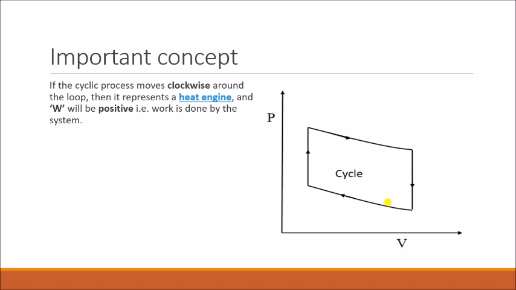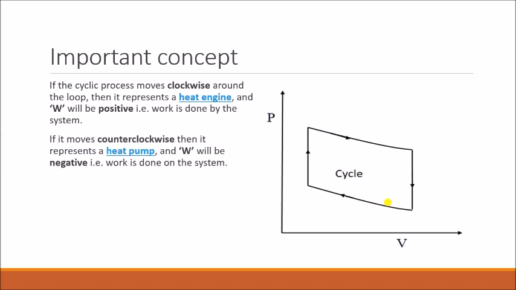Because whatever heat is supplied to the gas, when we supply heat the gas expands and moves the piston. During that process the work is done by the gas onto the piston. When work is done by the gas onto the piston, work done is positive. That is the case with heat engines. So when you see a cycle in clockwise direction, we call it a heat engine.